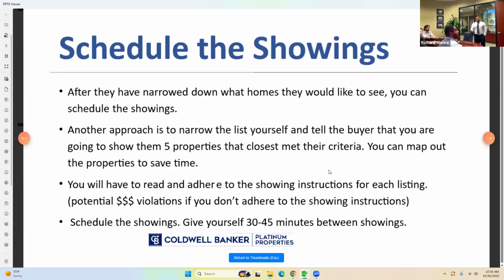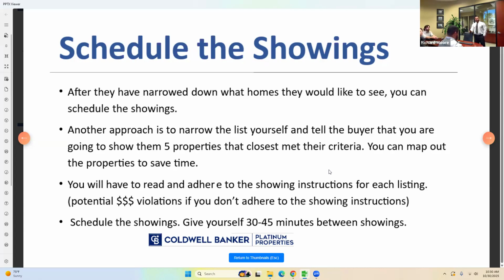And make sure that you adhere to the showing instructions on each property, because there's fines associated with that if you don't follow the showing instructions, and if you enter the property without permission. That's 2 separate fines. And every listing has showing instructions.